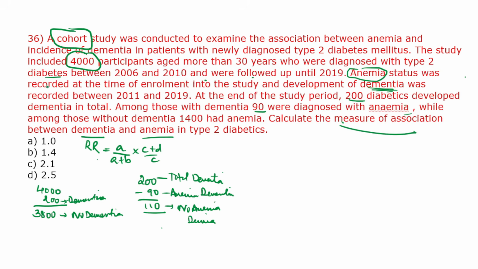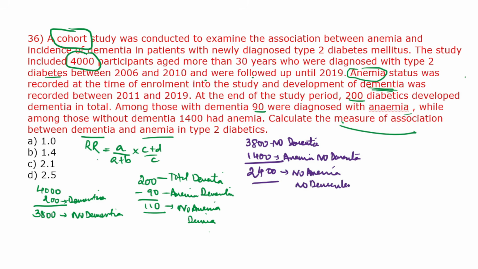Then among those without dementia, 3,800 are without dementia, and 1,400 of them have anemia. So anemia, no dementia is 1,400. If you subtract this, what is the value? 2,400 have no anemia and no dementia. Now we have got all the numbers.